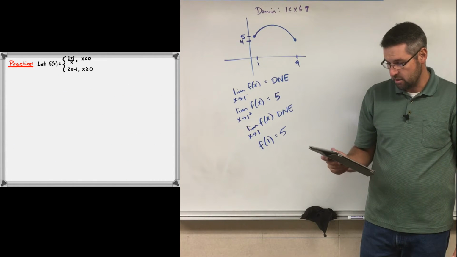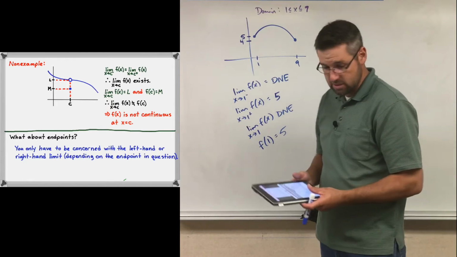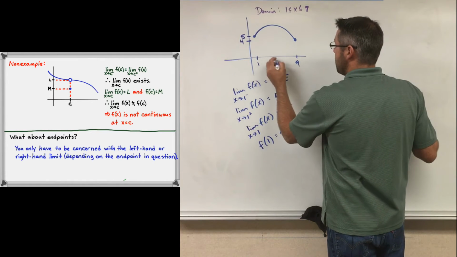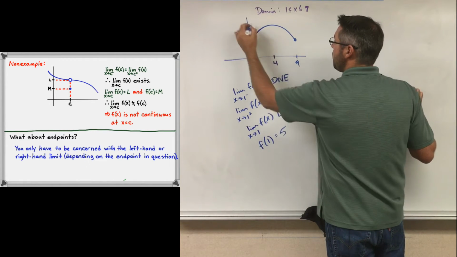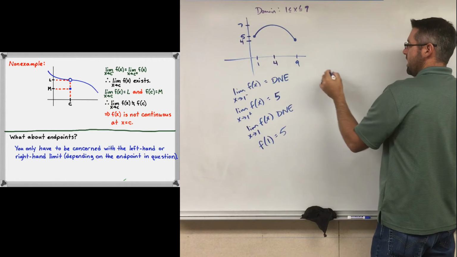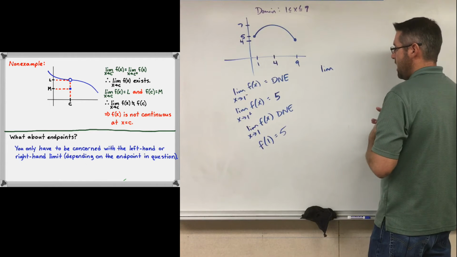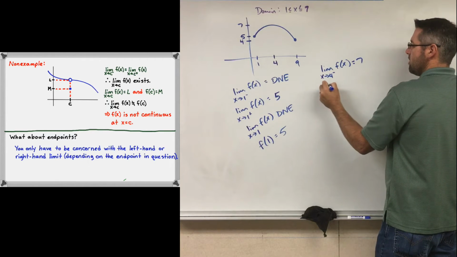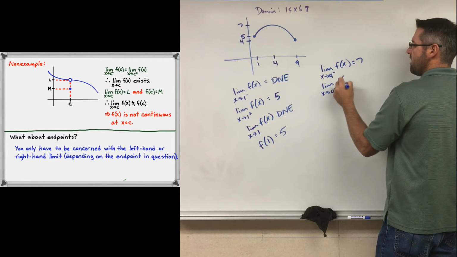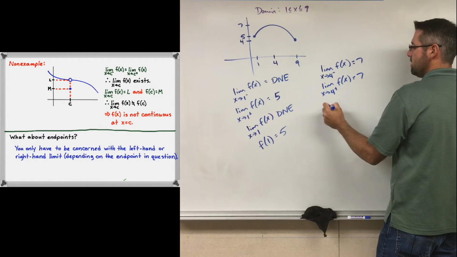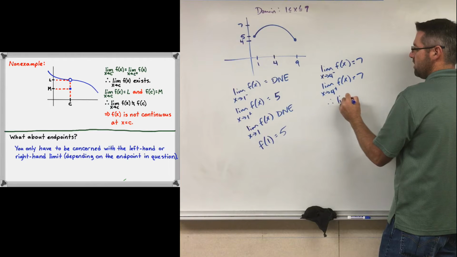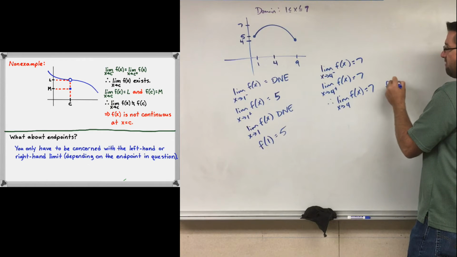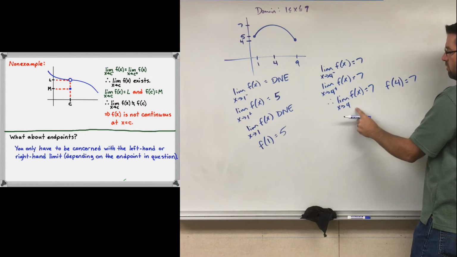So here's the idea. Well, let me take a step back. I think I explained that pretty well, but let me throw in another point here. Let's call this 4 and let's call this 7. We would say the limit as x approaches 4 from the left of f of x equals 7. The limit as x approaches 4 from the right of f of x equals 7. And so if you want, you could say, therefore, the limit as x approaches 4 equals 7. And f of 4 is 7. Those are both the same.